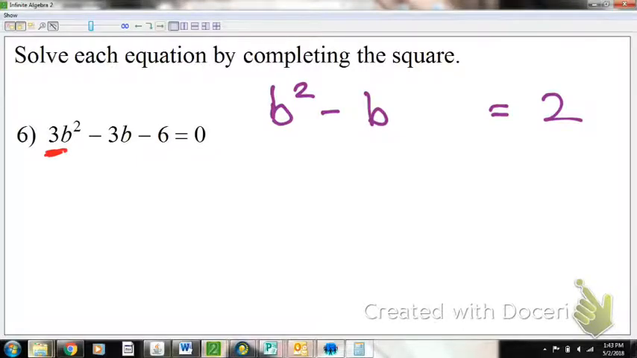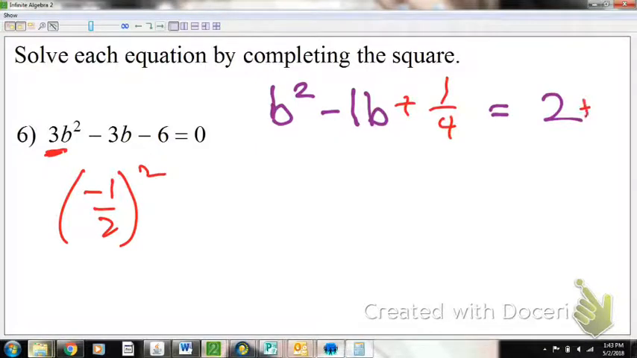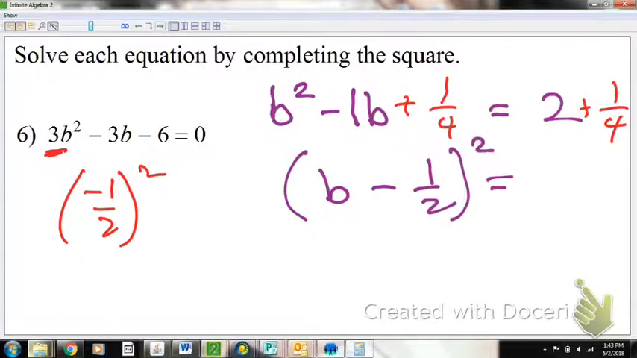So b squared minus b, if we take half of the middle term, our middle coefficient is negative 1, half of negative 1 is negative 1/2. And if you square that, you get 1/4. So we're adding 1/4 to both sides. And that's going to now factor as b minus 1/2 squared equals. Common denominator on the right is 4. 2 is 8 over 4. So 8 over 4 plus 1/4 is 9 over 4.